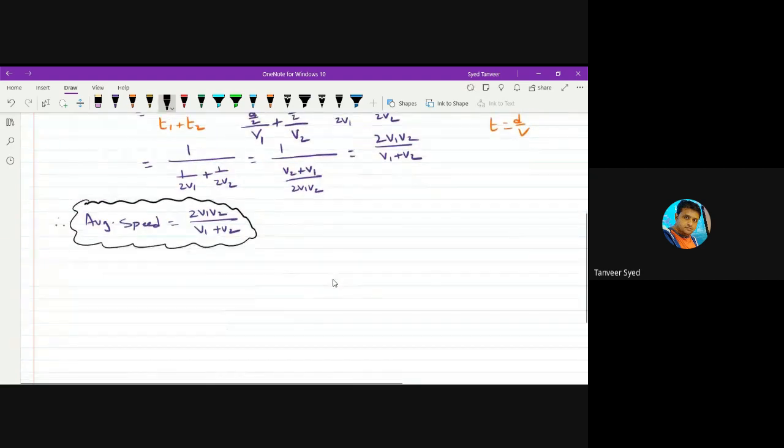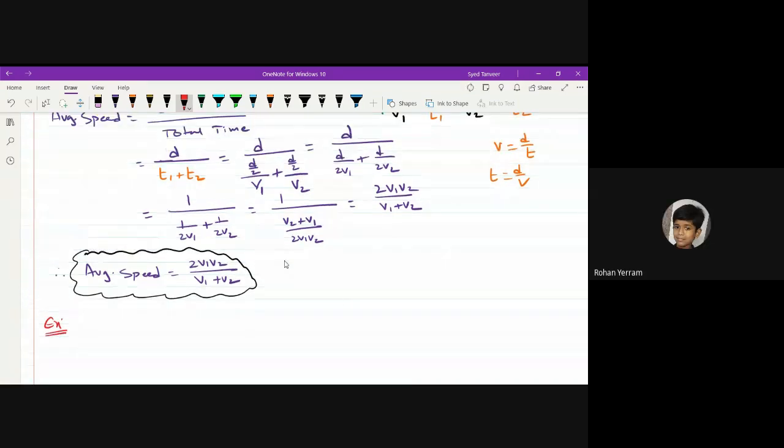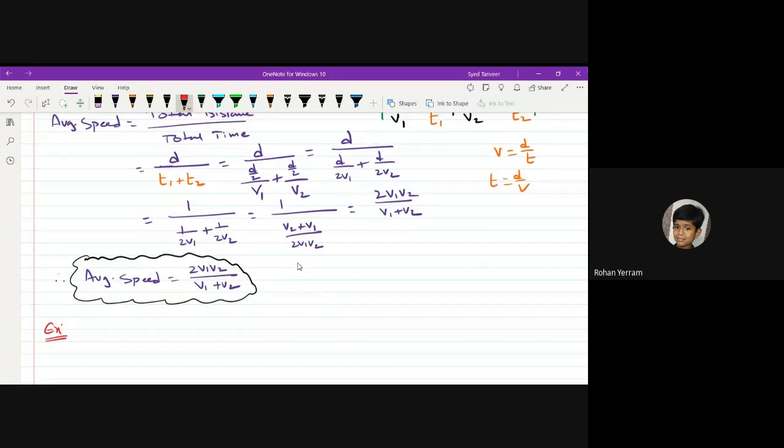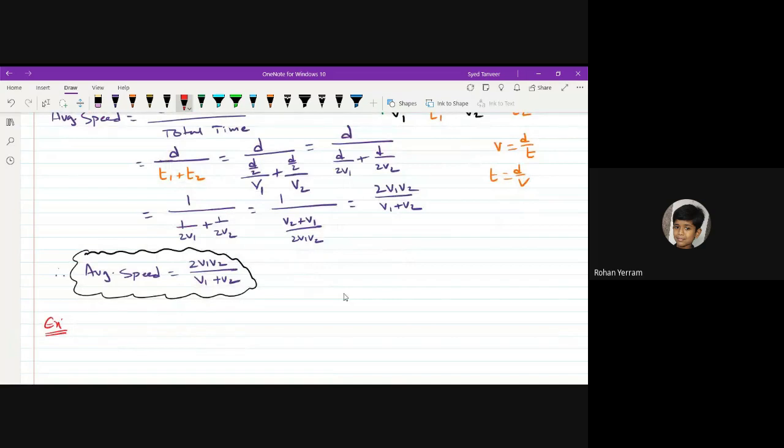We can have slight modifications in this, like for example, how can we take v1 and v2 as 2 v1 and 2 v2 at the top? d by 2 by v1 plus d by 2 by v2. How can we change it to d by 2 v1 plus d by 2 v2? 2 is in denominator. Oh, okay, sir.